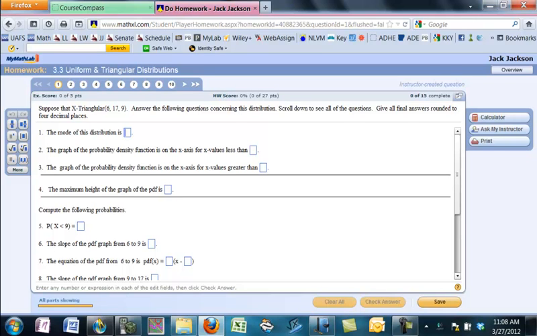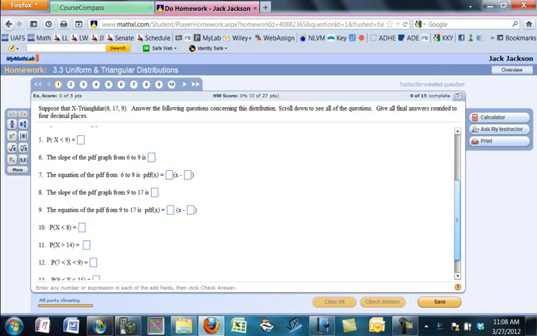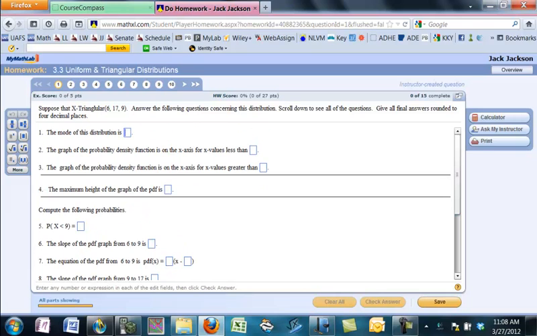Suppose that x is a random variable that is triangular, 6, 17, 9. Answer the following questions concerning this distribution. And you have to scroll down because there's several questions. It goes 1 through 14. And it says, in this case, we're going to round our final answers to 4 decimal places using decimal numbers. And remember always that we only round off our final answers, not anything that we compute as we go along.